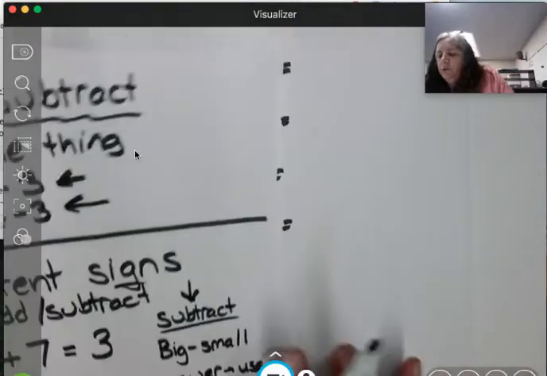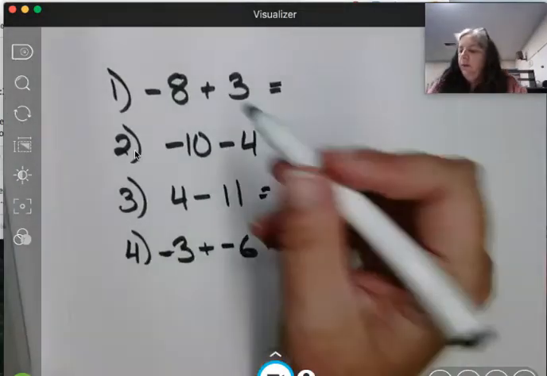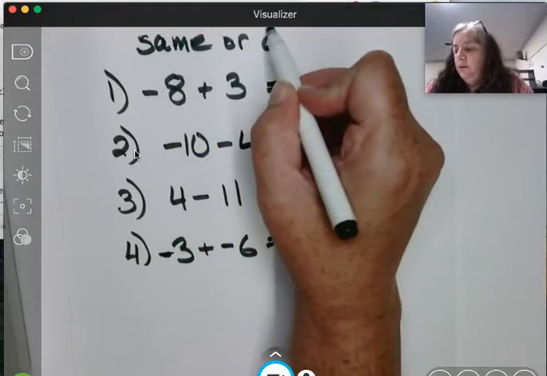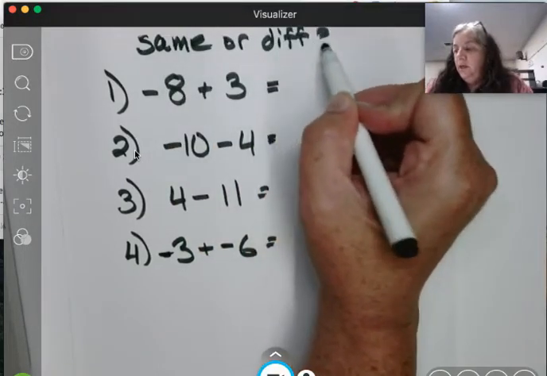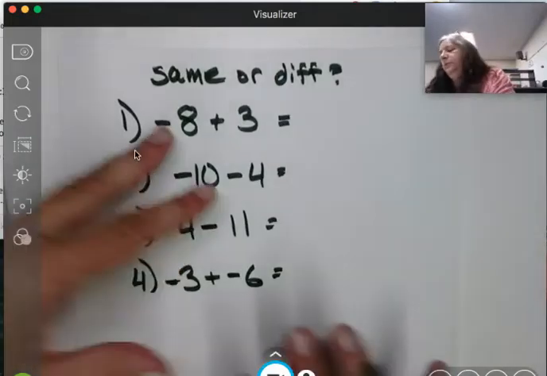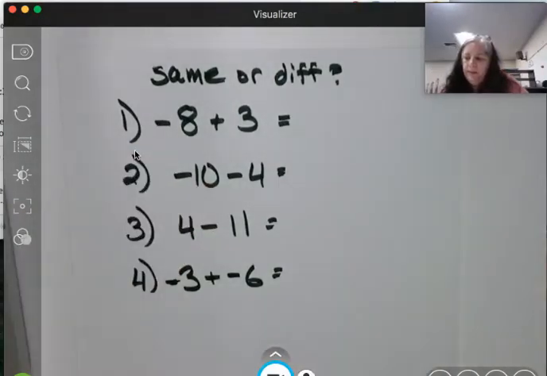So before you ever start, you need to know, are they same or different signs? Actually, the first thing you need to know is if you're adding, subtracting, or multiplying, but we're clearly adding and subtracting. Same or different signs, and then tell me the answer. I'll see you in a couple. You're back. Here we go. Let's see how we did.